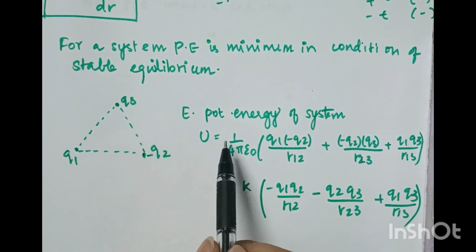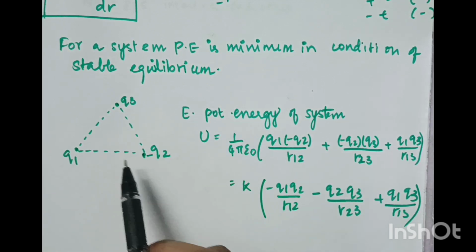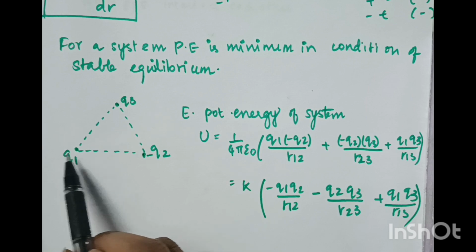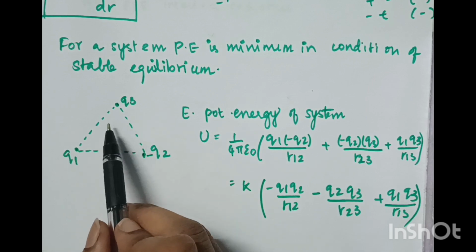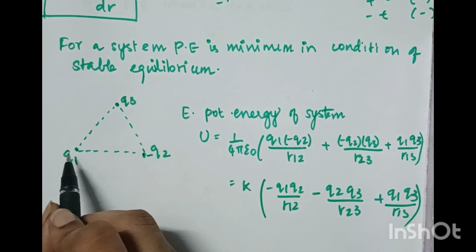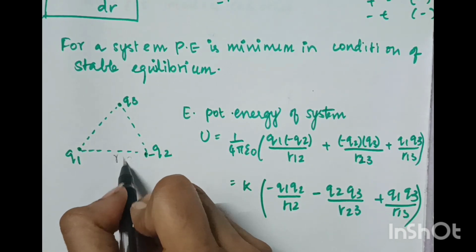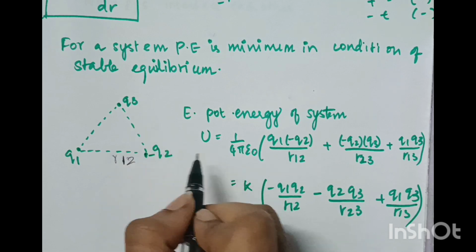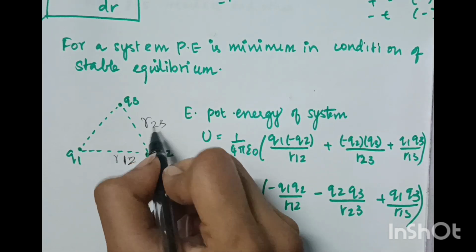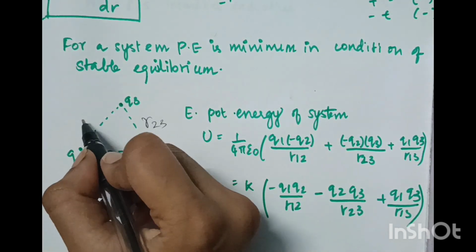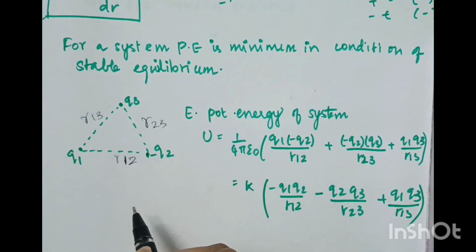Now we will see potential energy of this system, where it comprises three charges q1, q2 and q3, and they are separated by distances. q1 and q2 are separated by a distance r12, and q2 and q3 are separated by a distance r23. q1 and q3 are separated by a distance r13. So this is the case.